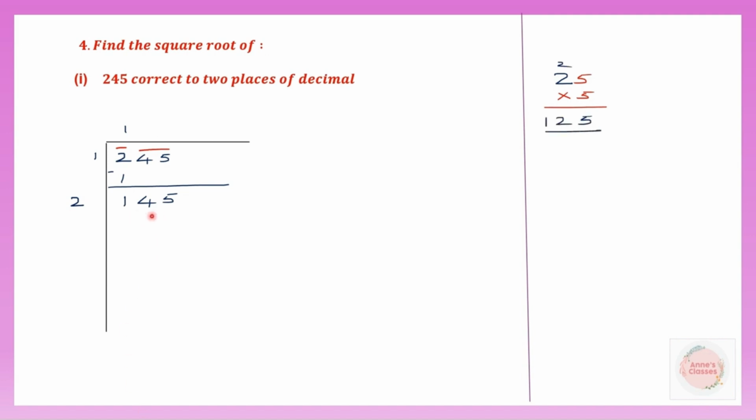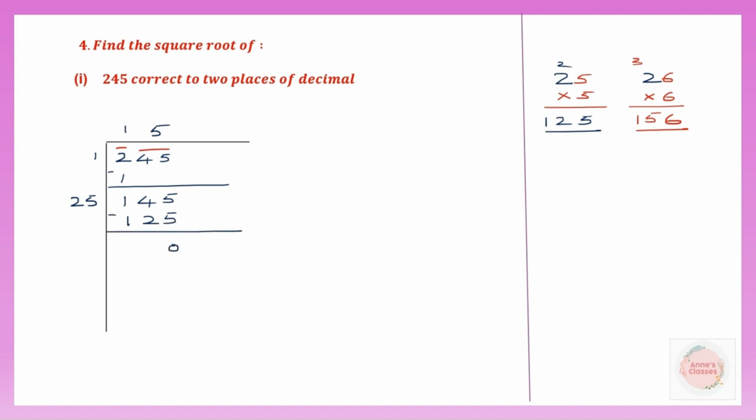Let's see if we can get a number closer to this. So here let's write 2. This time next to 2 let's put 6 into 6. So 6 sixes are 36, carry 3. 6 twos are 12, 13, 14, 15. So here what do we have? We have 125 and 156. This is the number that is most suitable for this. So next to 2 we have to put the digit 5. So now this number becomes 25. 25 into 5 is 125.